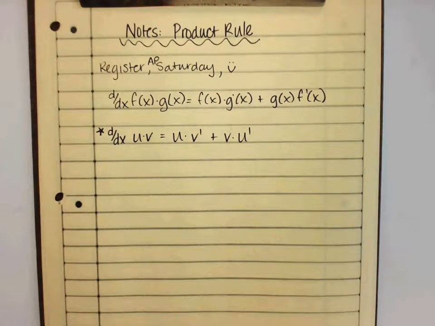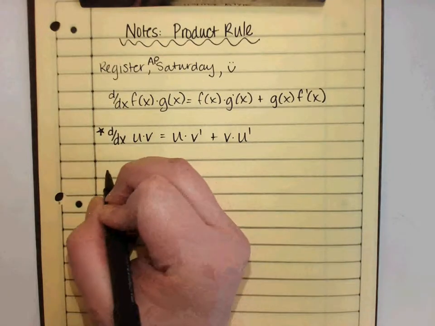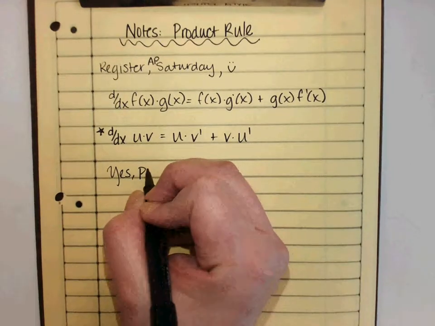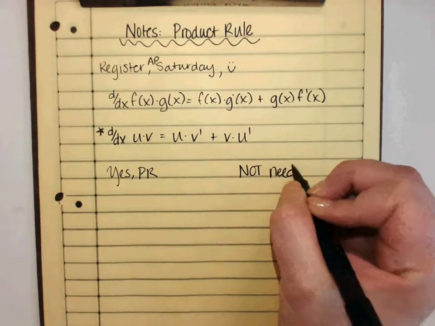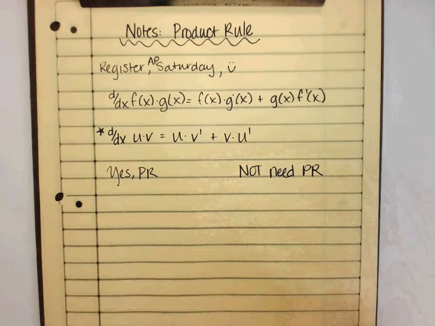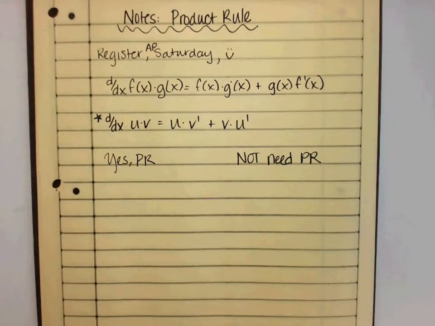Now, before we start doing examples, we're going to make a yes-no list of what you would need product rule on and what you wouldn't need product rule on. Okay, so this is going to be yes product rule. This is going to be not need product rule. So we're going to make a little yes-no list.